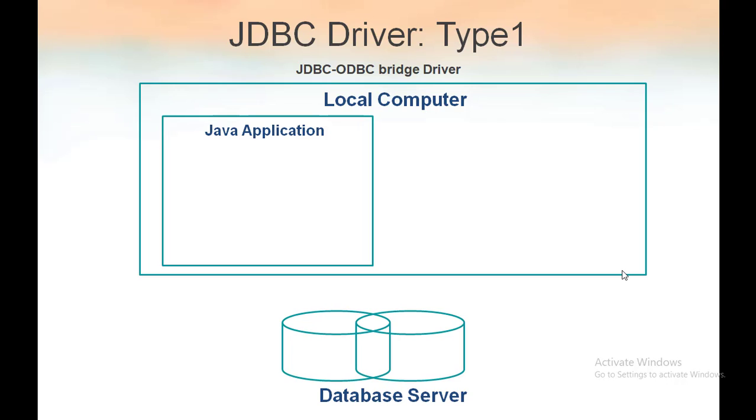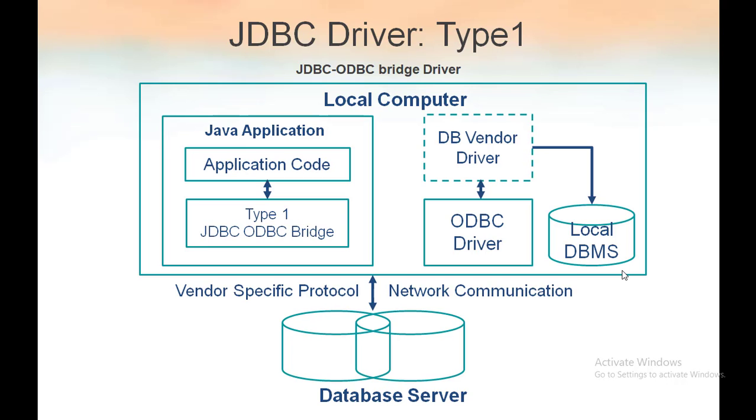This is the diagram of JDBC ODBC bridge driver. This is your local computer and this is your database server. Local computer contains Java application in which you have application code and type 1 driver. Here you have ODBC driver which is connected with JDBC ODBC bridge driver. And ODBC driver is connected with local DBMS using database vendor driver. For the connection, vendor specific protocol is available.